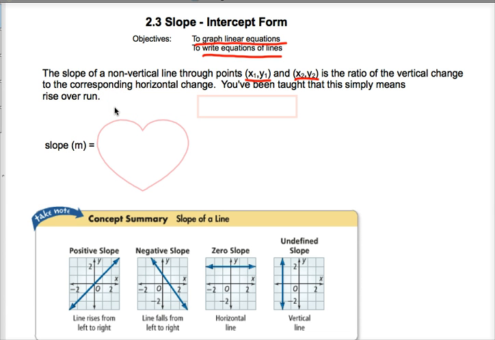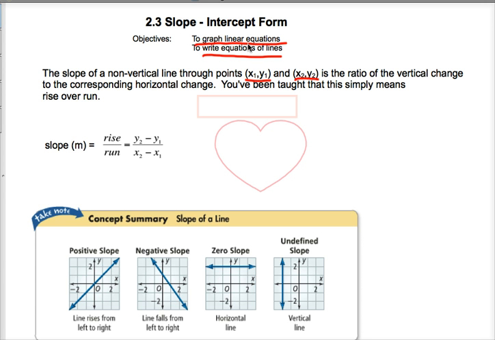Rise over run. How far up does your line go? How far over? So if I'm on a line, if I go up a certain amount, how far over do I have to go to get back on that line? You're going to get slope equals rise over run, or you simply subtract the y's, put them over, subtract the x's. y2 minus y1.